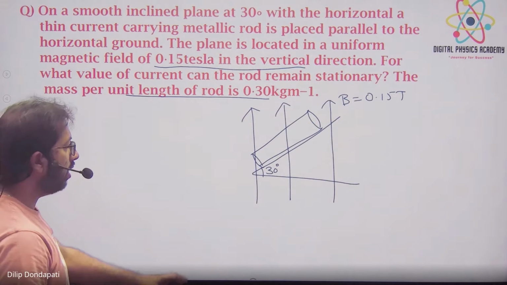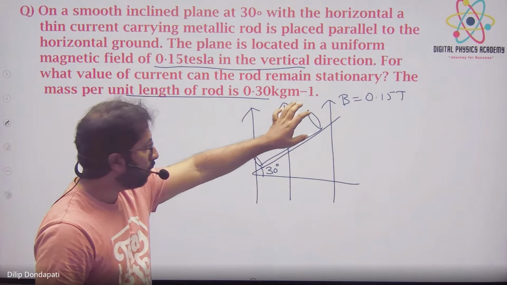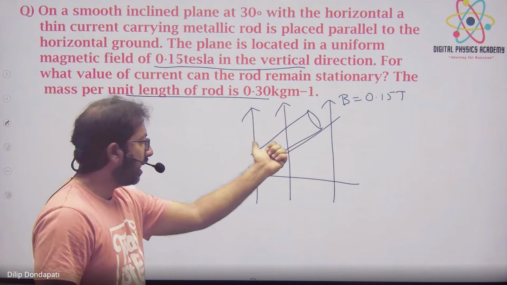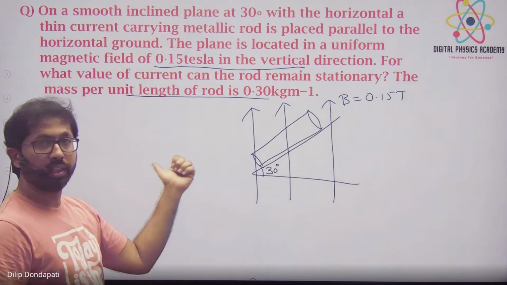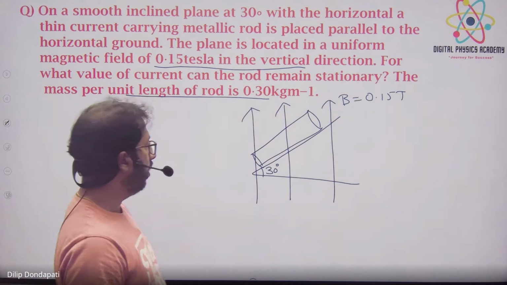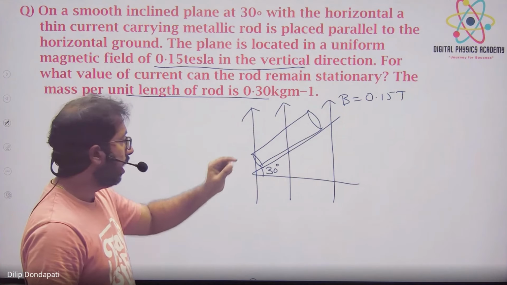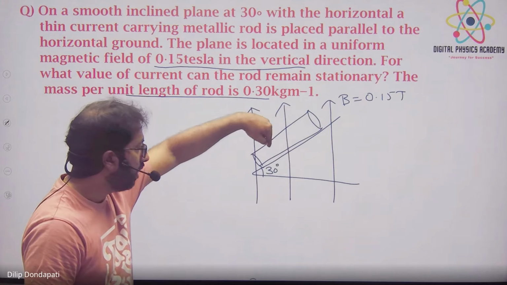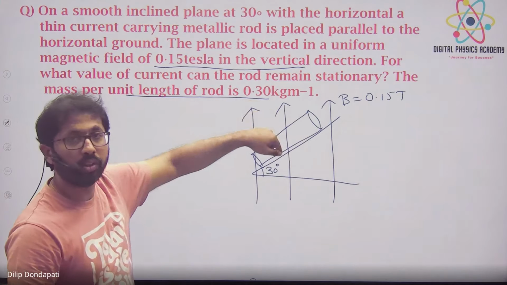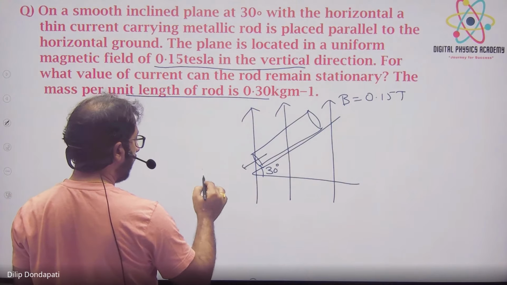You tell me, in an inclined plane, when I put a rod, which force is acting in this direction? Gravitational force. I told you in Newton's laws of motion also, we should not take mg downwards. We should take the components of mg. What is the component along the plane? Not cos, it is sin. mg sin theta.